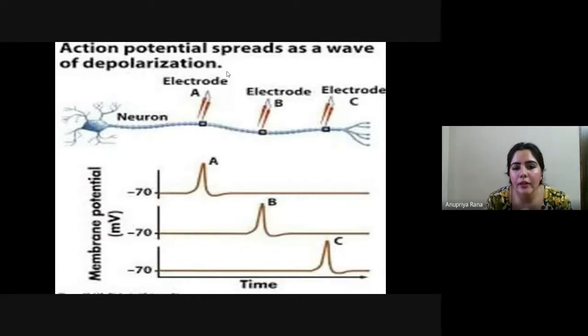This I already explained to you, like how potential spreads as a wave of depolarization. So you can see how there will be changes for every second of time, or basically when the time travels, the membrane potential also travels throughout the membrane.